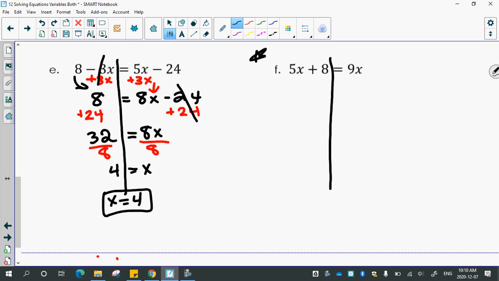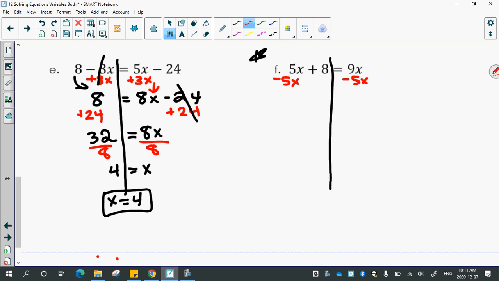So the only way to get the x's on the same side is if I subtract 5x. That's my only choice. That's my only option for this question. Otherwise, I'll end up with nothing on one side of my equal sign. Okay? And that is really confusing. So you have to do it that way. So remember, you can't take everything off one side. You can't do that.